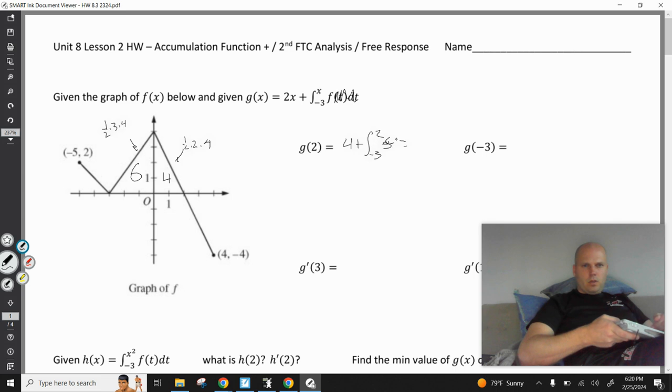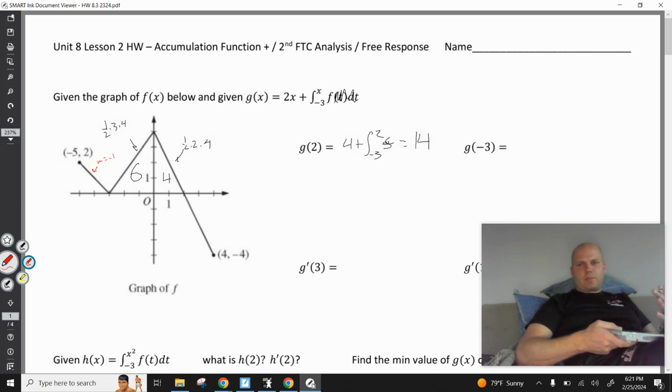So 14. G of negative 3. Why am I doing this? I mean, there's a good reason. The slope is down 3 over 2. I'm doing this for a reason, guys. I'm not telling you what the reason is yet, but the reason is... no, this is down 2 over 2. The slope is negative 4.